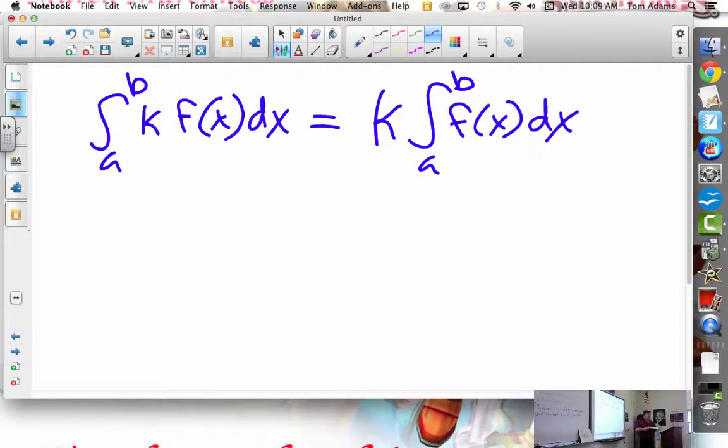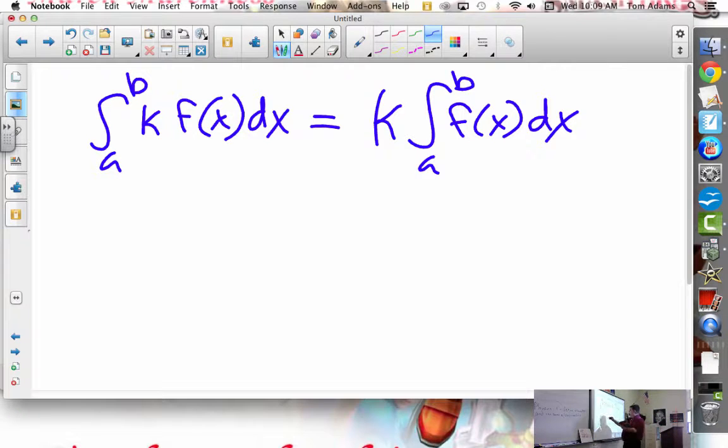That's really convenient. Because when we go to evaluate these, in this next section, we're going to do polynomials. And it's a lot easier to toss the 3 to the front, do all the antiderivatives, and then multiply your answer by 3 at the end. Okay, so we'll use that one a lot.